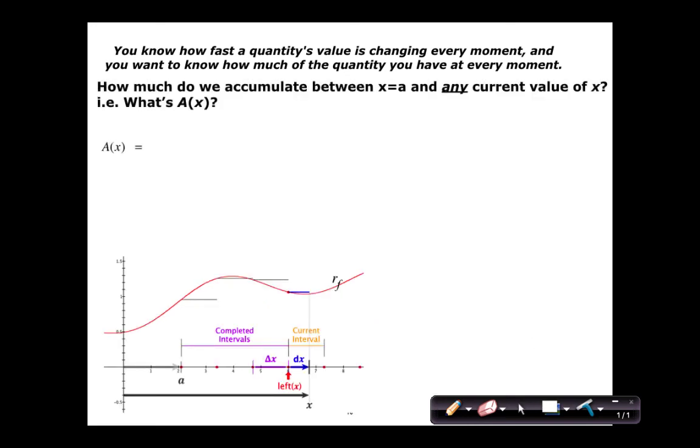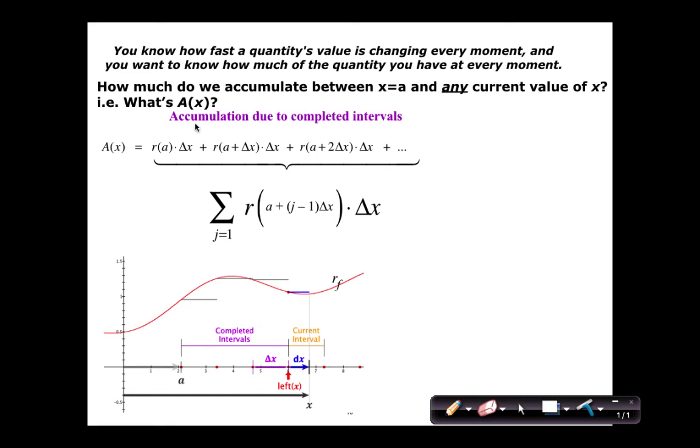So if I want to talk about not anything specific, like the A of 6.75, the accumulation from lowercase a through x equals 6.75, but about accumulation in general from lowercase a up through general x, so that I have, by the time I'm done, a function, capital A of x, the net accumulation starting at lowercase a and going through any value of x, I'd have accumulation due to however many complete intervals there are, plus accumulation from the current interval, which we'll just use r of left of x.